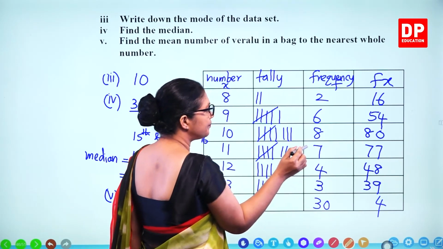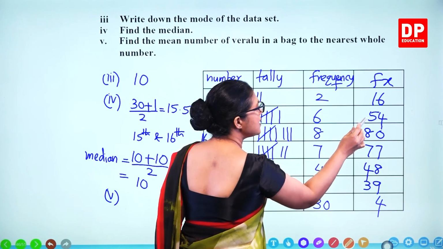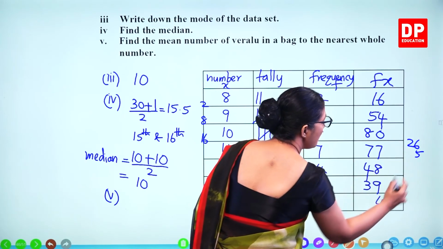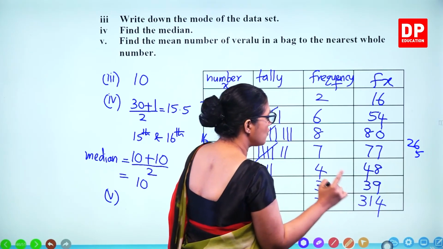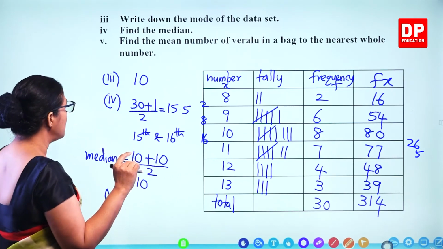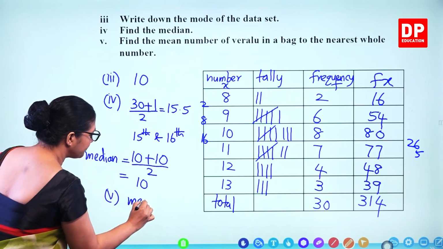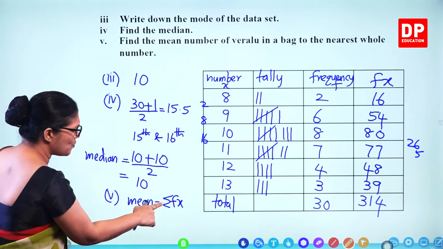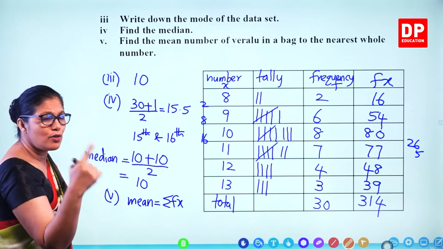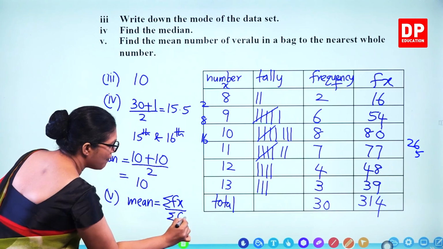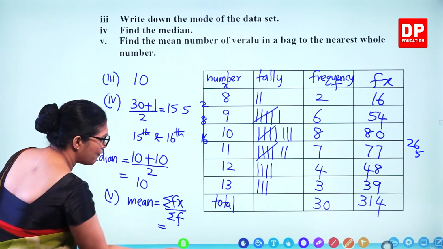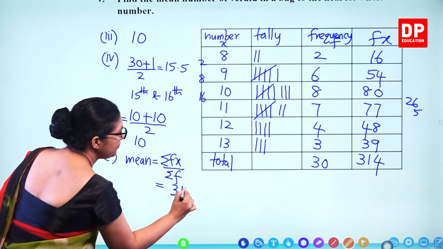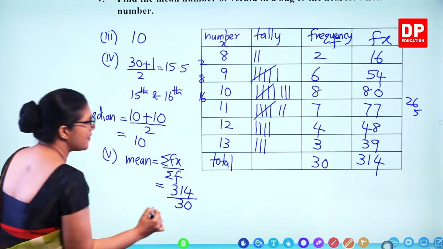So 314 is the total. So how do you find the mean? Total of fx. So I'll use this symbol. Don't worry about this one. Sigma means the total. You will use it later. Sigma f, total of f, the total frequency. So 314 divided by 30.